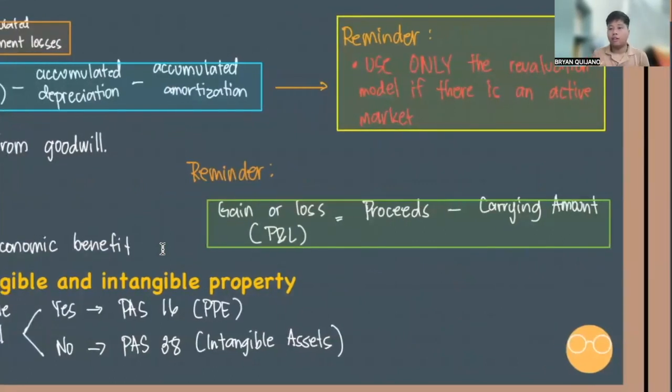Kindly take note that for any disposal, the gain or loss which will be recorded in the profit or loss should be the difference between the proceeds and the carrying amount of your derecognized intangible assets. Actually, for any other assets, for example, tangible assets or inventories, you will use this formula to recognize any gain or loss from the disposal of that asset.